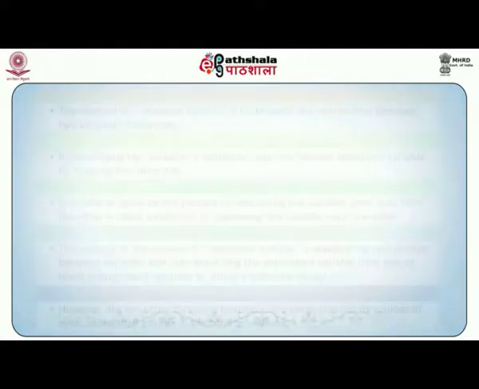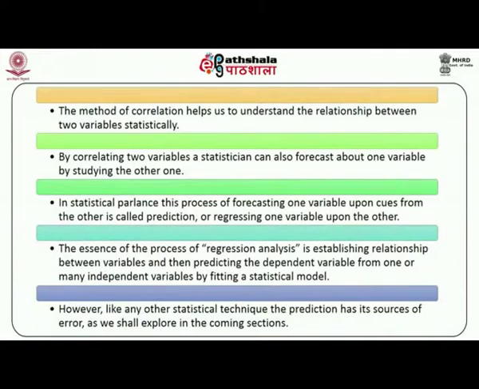Introduction. The method of correlation helps us to understand the relationship between two variables statistically. By correlating two variables, a statistician can also forecast about one variable by studying the other one. In statistical parlance, this process of forecasting one variable upon cues from the other is called prediction, or regressing one variable upon the other. The essence of the process of regression analysis is establishing the relationship between the variables and then predicting the dependent variable from the other variable, that is the independent variable.